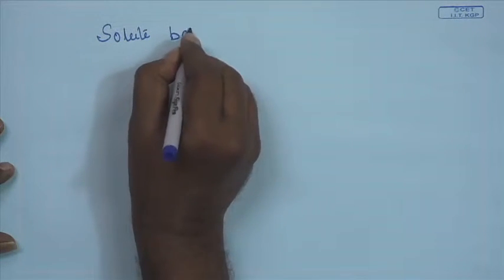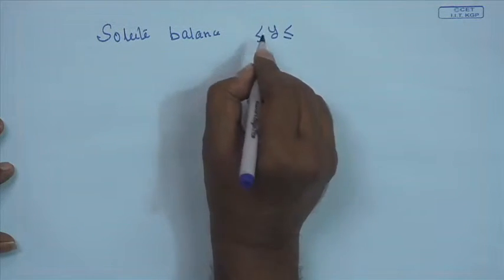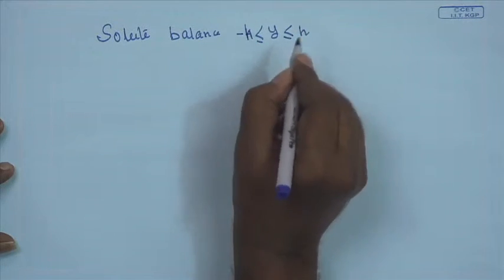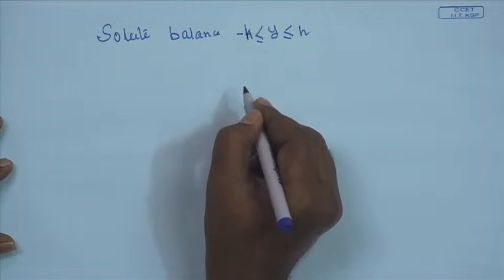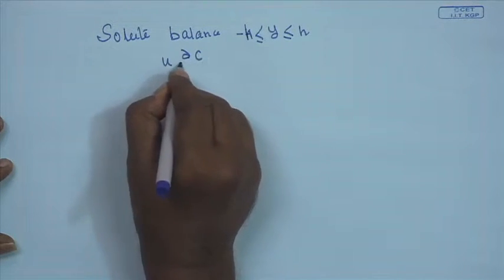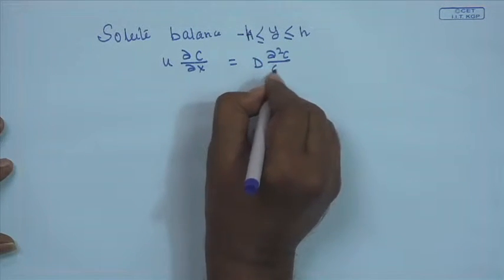Solute balance in the channel, that means the channel is ranging from minus h to plus h, where h is the half height. We write down the governing equation: u ∂c/∂x is equal to D ∂²c/∂y².